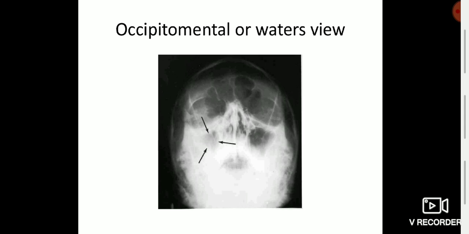This is a picture showing your occipitomental, which is also called Waters view. You can see a clear radio-opaque maxillary sinus on the right side and a radiolucent maxillary sinus on the left side. The radio-opacity indicates that there may be some pathology related to your right maxillary sinus. Either it may be the presence of fluid or pus or any solid mass.